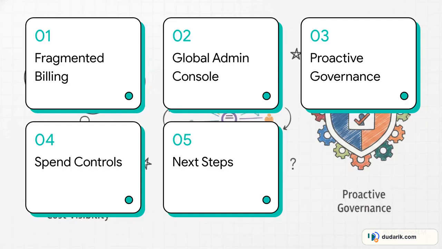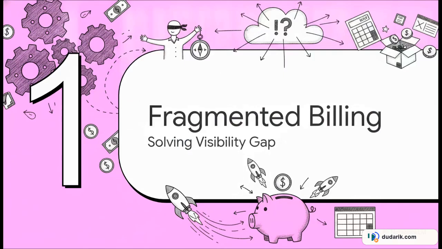Here is our roadmap for today. We'll start with goodbye to fragmented billing, then look at the global admin console, touch on proactive enterprise AI governance, go over configuring your spend controls, and wrap up with next steps for admins. Section 1. Goodbye to fragmented billing, solving the visibility gap.